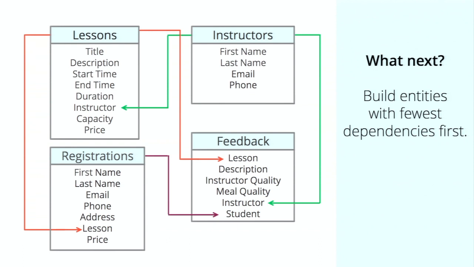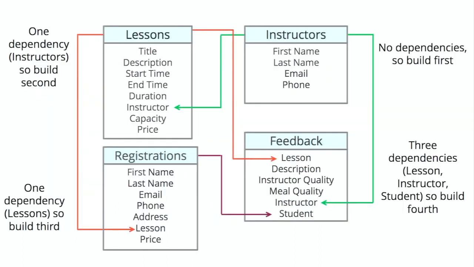And so what's next is we're going to build entities with the fewest dependencies first, okay? For example, if we look at this right now, we see that instructors is feeding or pushing information into other entities, into other forms, but there's no information being pushed into instructors. So it would make sense that we should start with this, right? Because everything is dependent on this. This is not dependent on anything. So we put in who our instructors are.